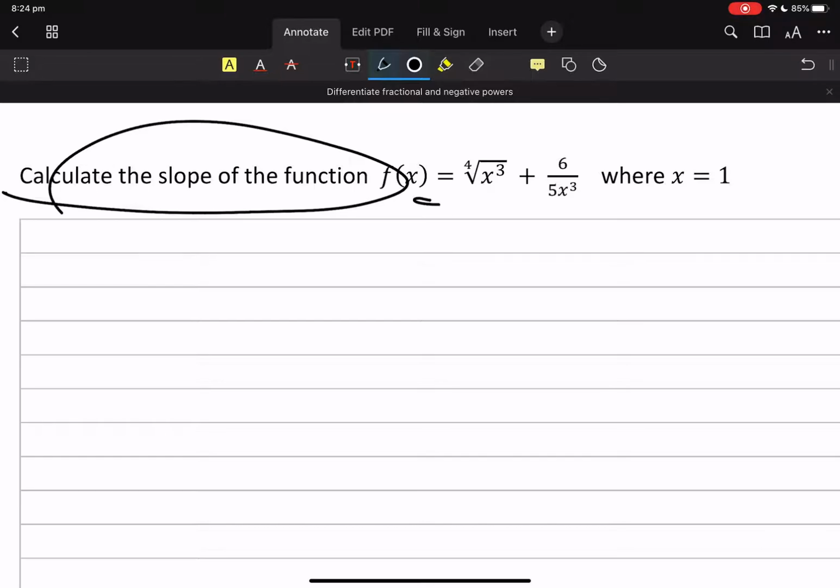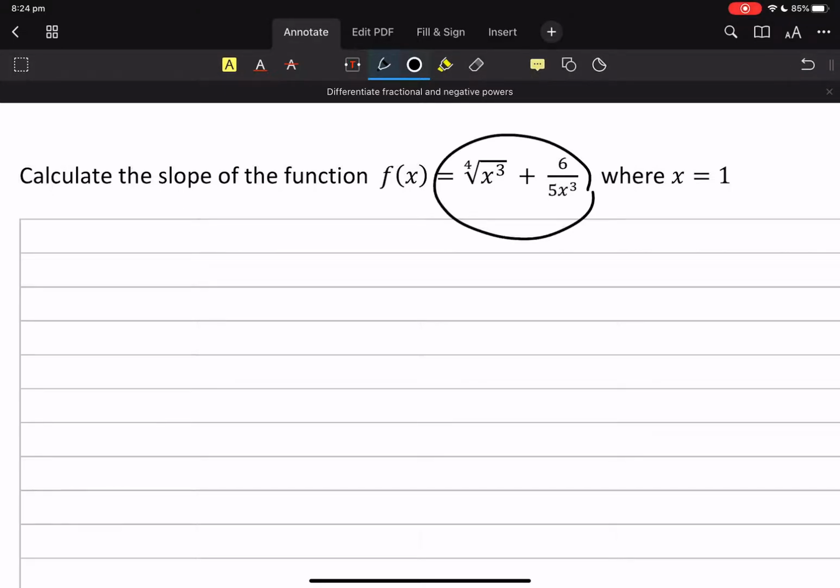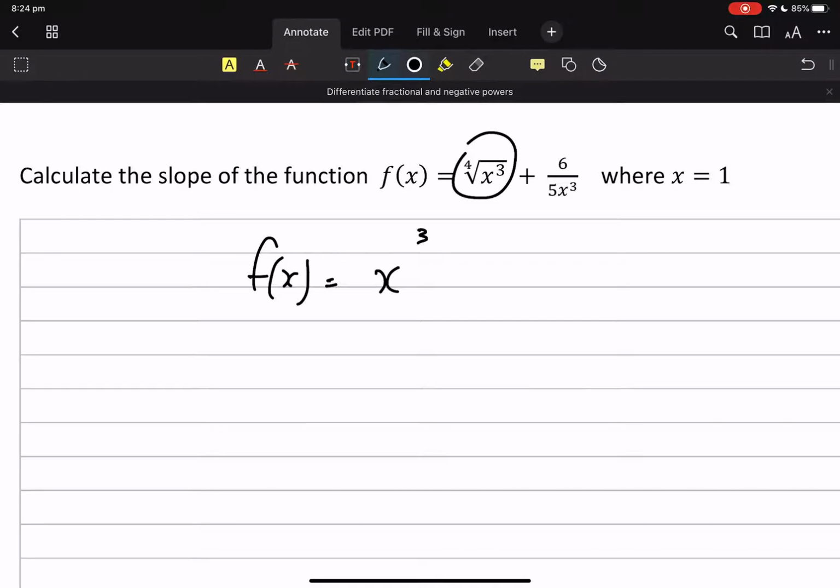Calculate the slope of the function, oh my gosh, where x equals 1. How silly does that look? F of x equals, okay, that's going to be x to the 3/4 plus 6/5 multiplied by x to the minus 3. So I haven't changed anything. I've just rearranged it so I can apply that rule.